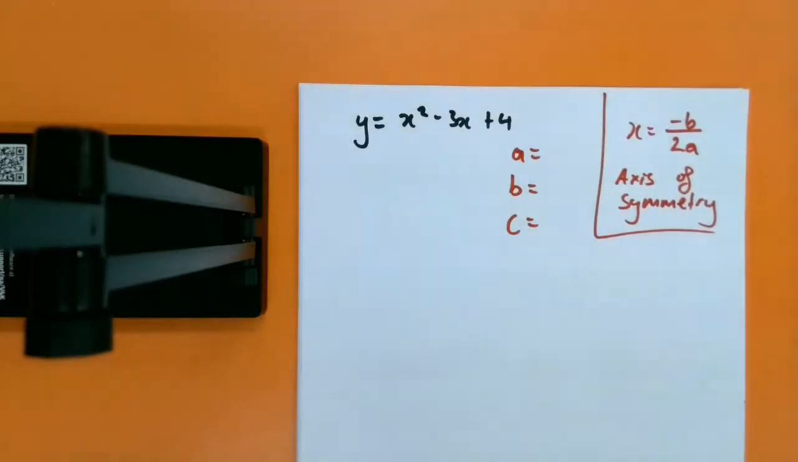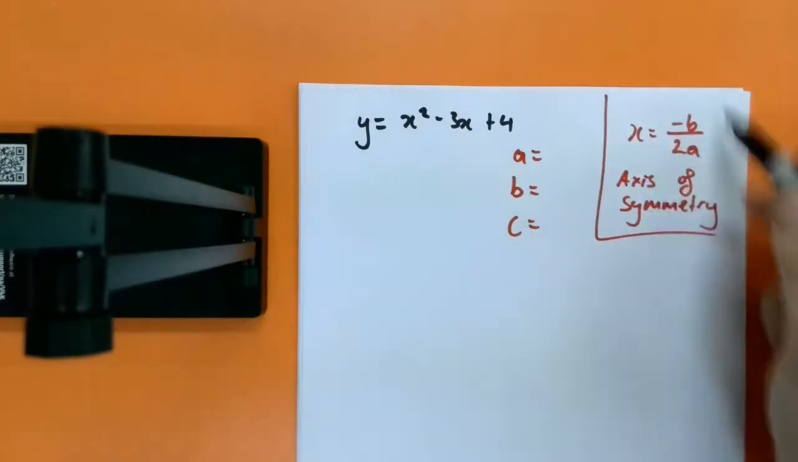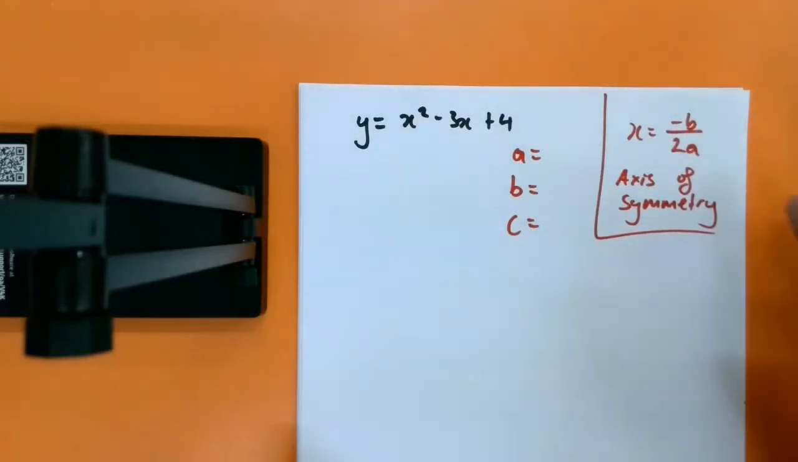So the other way of finding the coordinates of the vertex is by realizing that we can use the formula for the axis of symmetry, which comes from completing the square.